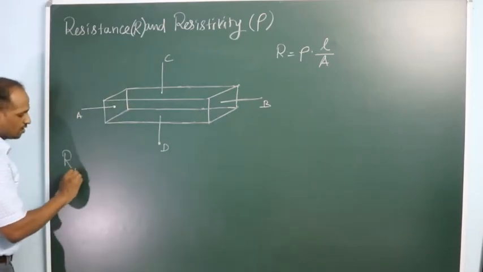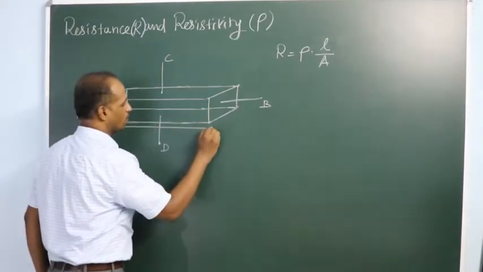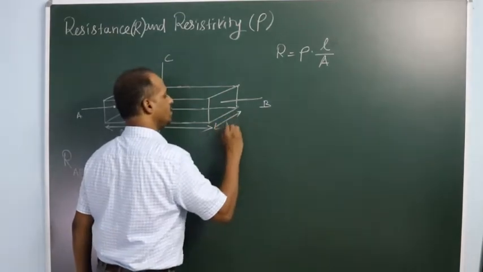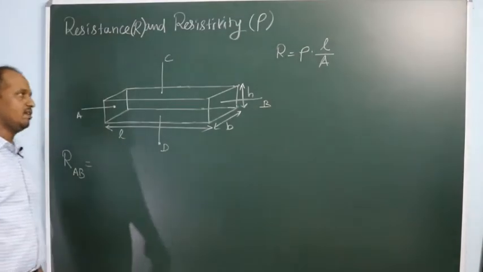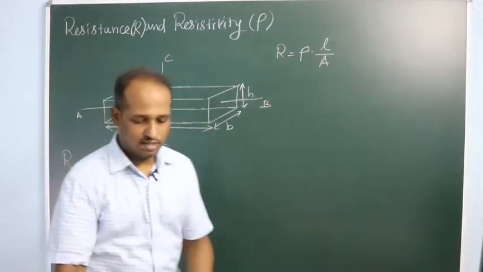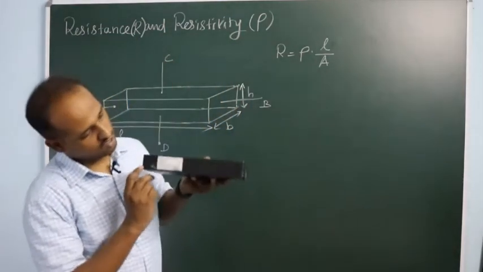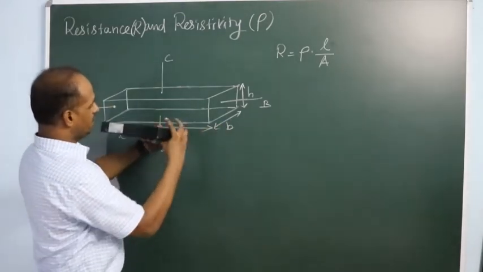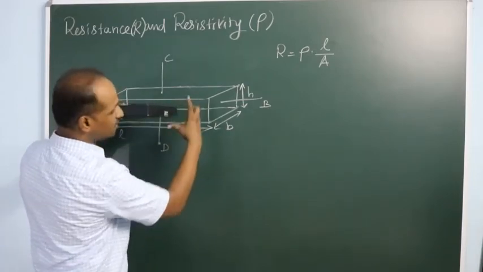What is RAB? Here suppose the length of the block is L, breadth is B, and the height or thickness is H. Then in this case what is RAB? So I have drawn a look-alike. This is the length, this is the breadth, and this is the thickness.